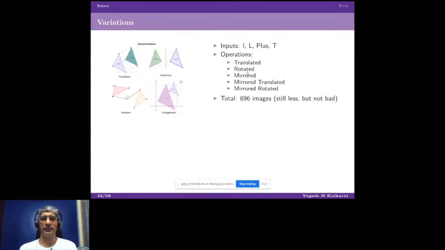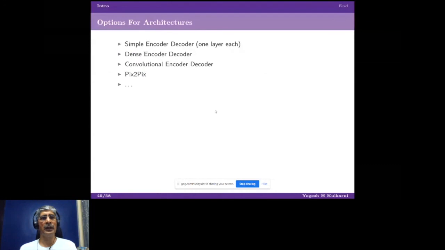Now we will show what the neural network was built for. It's a simple encoder-decoder network. Obviously, apart from that, we can try dense encoder decoder, convolutional encoder, and there are ready networks like pix2pix. We've tried all of this, and I've created a GitHub repo, and all the code and this talk content is also shared on GitHub, open and free to all.